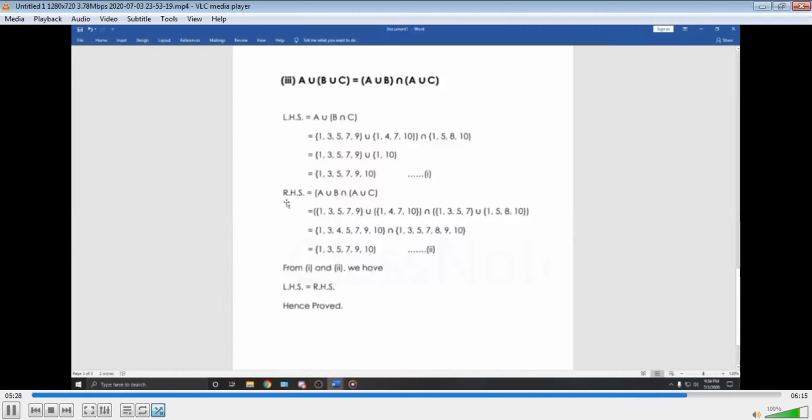Moving on to RHS. We will take union of both sets individually with A as shown here. And we will find the intersection of these sets, which is this. We will name this equation as equation number 2. Let's compare equation 1 with equation 2 to find out whether LHS is equal to RHS. As we can see, LHS is equal to the RHS. Hence we proved that A union of B intersection C equals intersection of A union B and A union C.